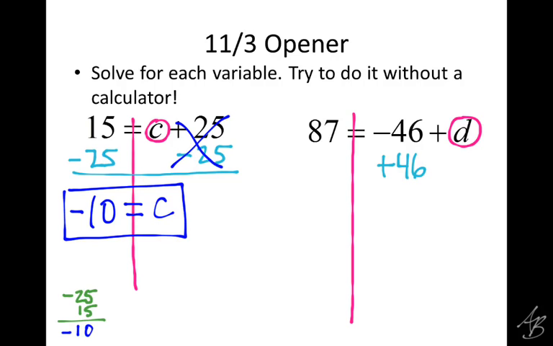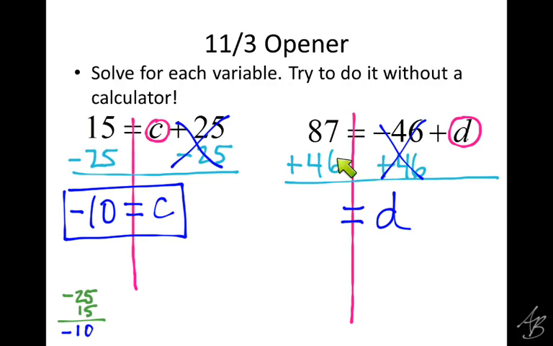So we add 46 on both sides. On the left side, I'm going to make sure I line up my decimal places so that I can add those easily. So the 46s cancel since one's positive, one's negative. So we get D on the right side. On the left side, let's start in the ones column. What's 7 plus 6? 13. Carry the 1. What's 1 plus 8 plus 4? 13. So we get 133.